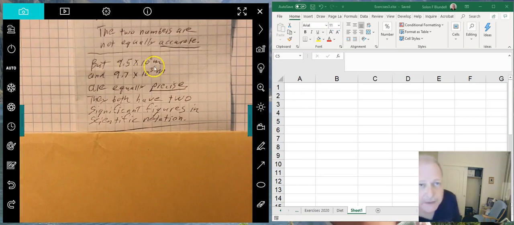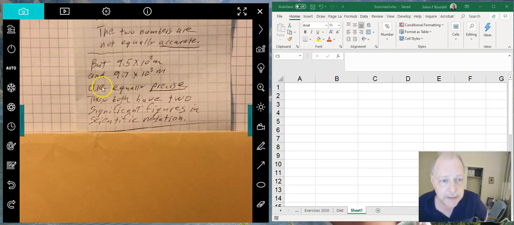So 9.5 times 10 squared meters and 9.7 times 10 cubed meters are equally precise because they both have the same number of significant figures. When you put it in scientific notation, you'll have one digit before the decimal, and then some number of digits after the decimal. You just count the digits. This is 2 digits. They both have 2 significant figures, and so they're equally precise.